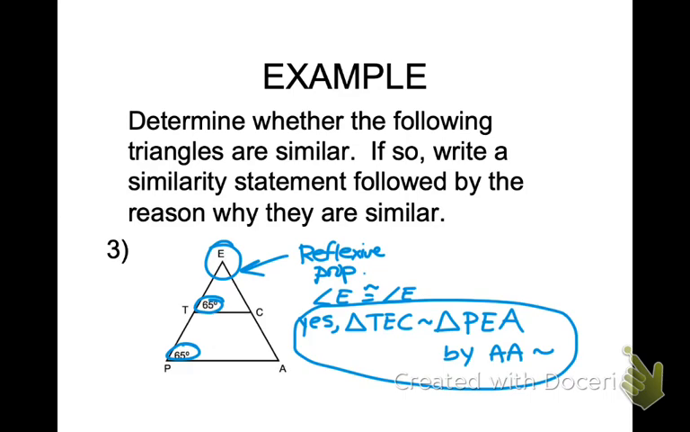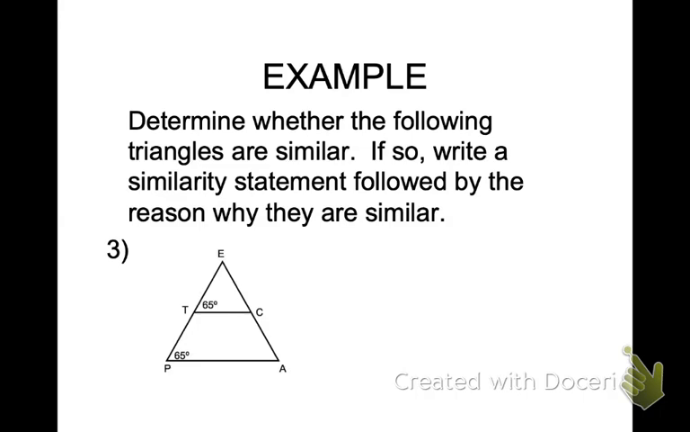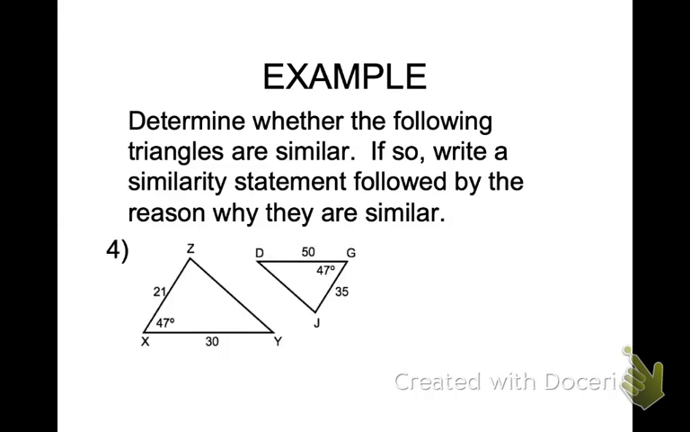Okay. All right. Number 4. So here I see both sides and some angles. So I'm probably going to be thinking, let's check side, angle, side. Do you have one set of congruent angles? Yes. G and X are the same degree. That's the included angle between my sides. So now we've got to check proportional sides.